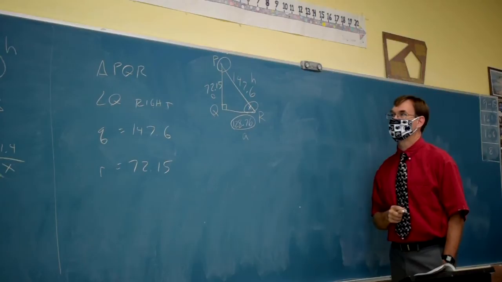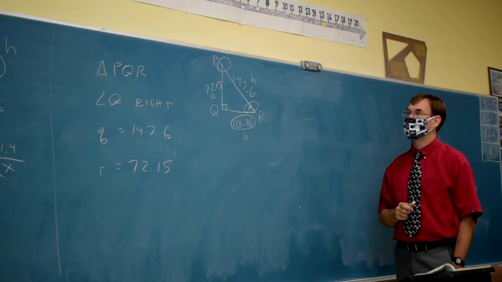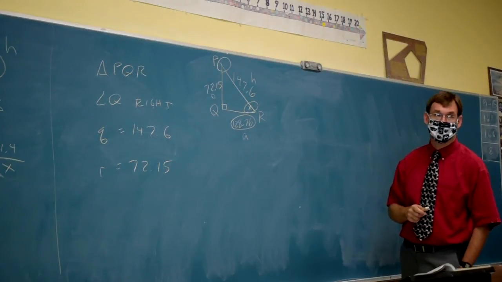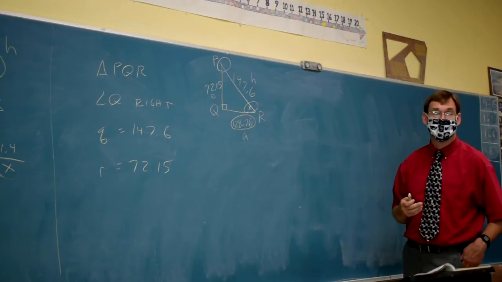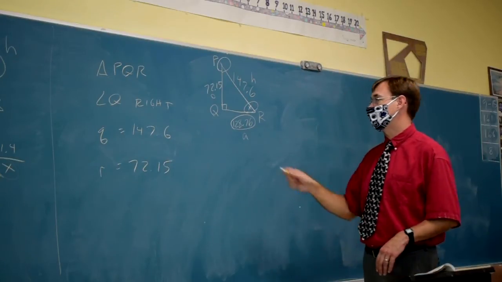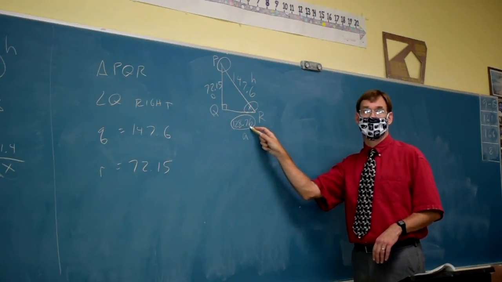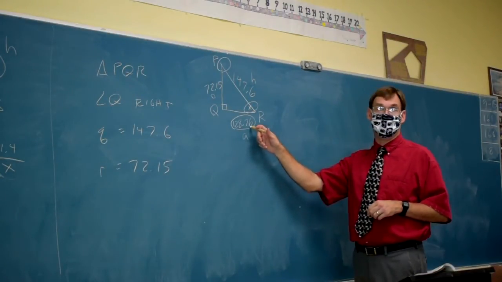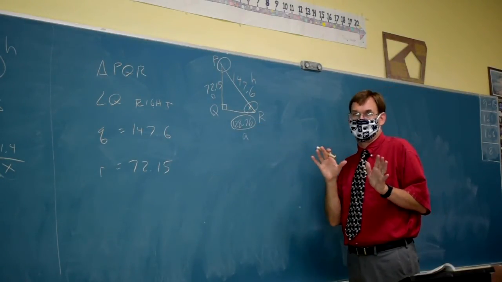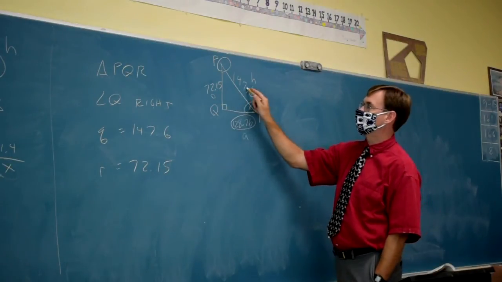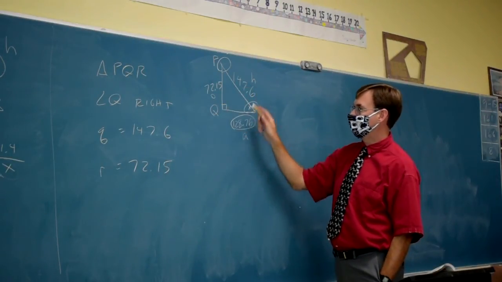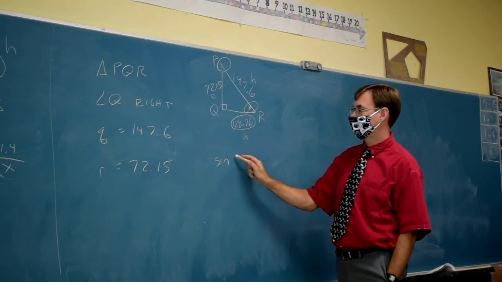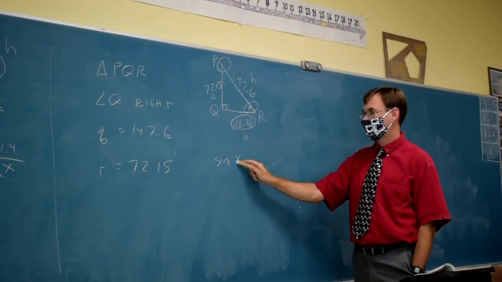Which two are the safest numbers to use? O and H. Yeah, why are O and H the safest two? Because they gave them to you. This could be off. We don't know. At the very least, this has been rounded, so it's at least a little bit questionable. But those two are for sure. So if we use O and H, that's sine X.